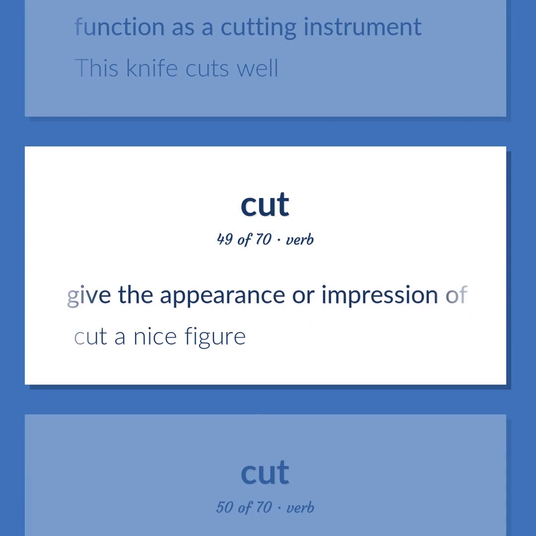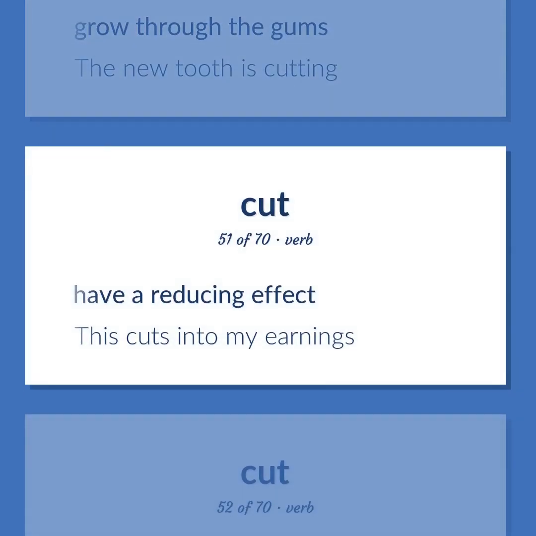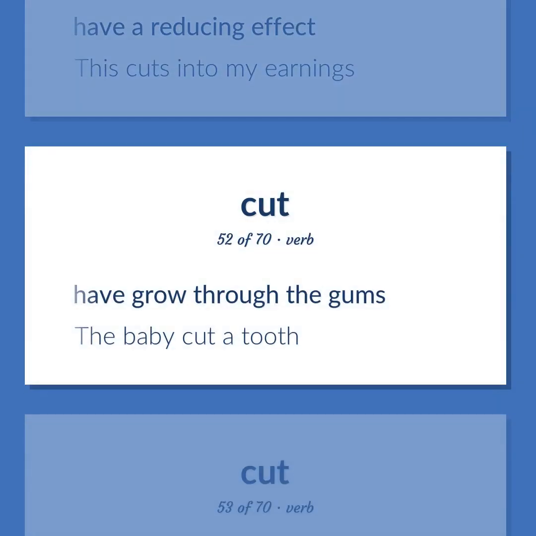Give the appearance or impression of. Cut a nice figure. Grow through the gums. The new tooth is cutting. Have a reducing effect. This cuts into my earnings. Have grow through the gums. The baby cut a tooth.